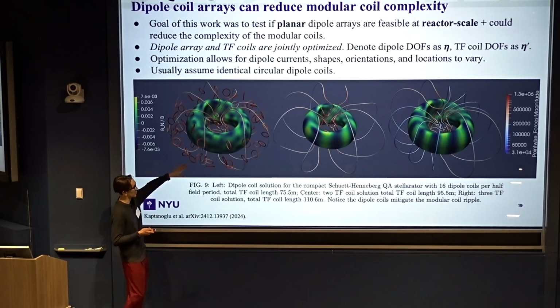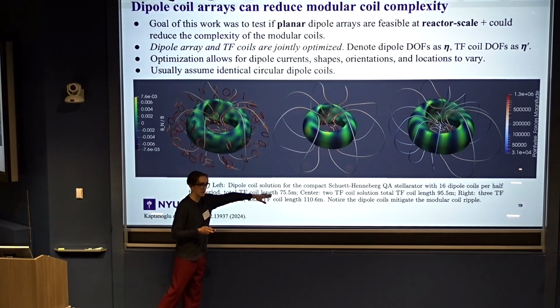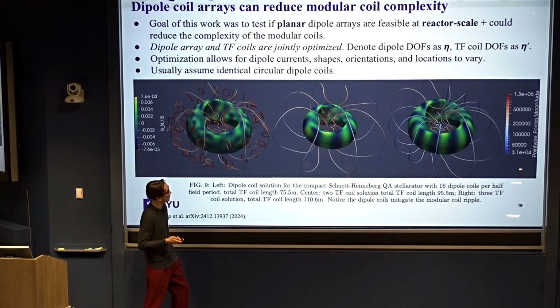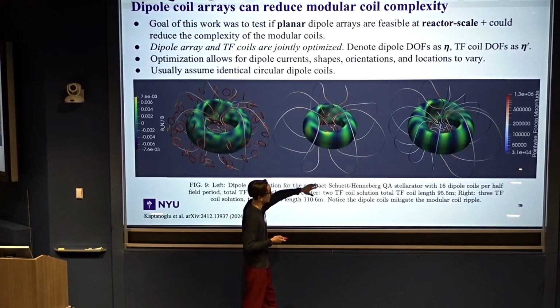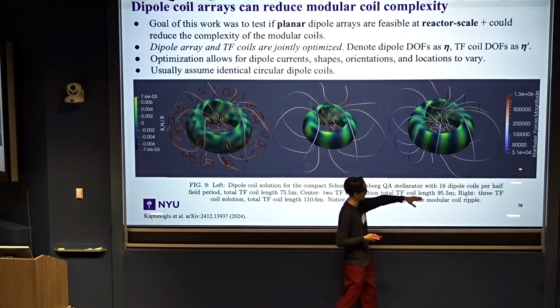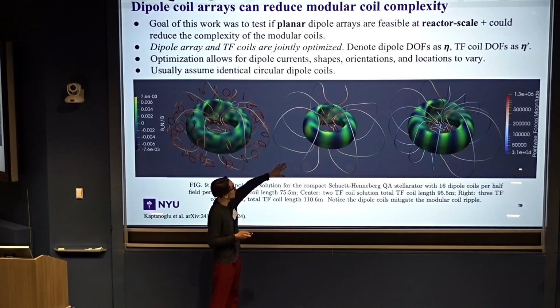Usefully, we're able to show that the TF coil complexity is reduced, and the total coil length is reduced to about 75 meters. If you try and do the same thing without the dipole array, the coils get more complicated, and the total coil length goes up by about 20 meters. And importantly, the errors also go up.